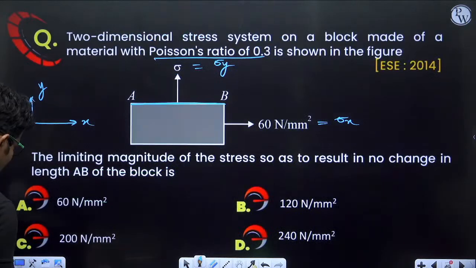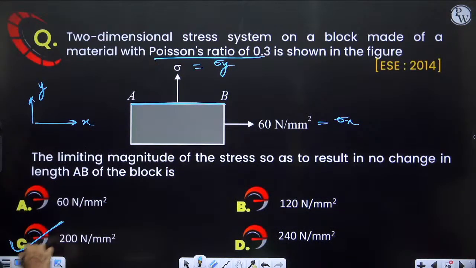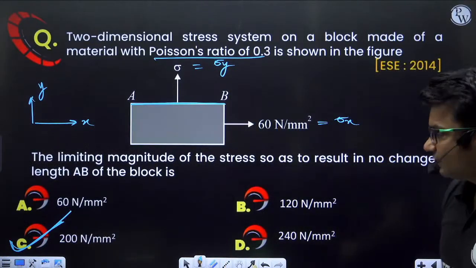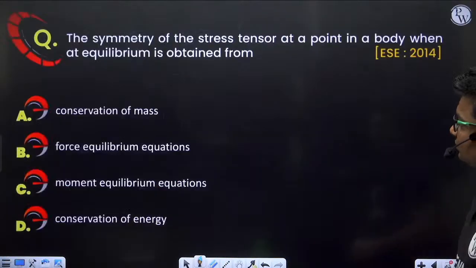200 Newton per mm square. Correct answer will be option C. So option C is the correct answer. I hope you got it. Clear? Let's move on to next question.